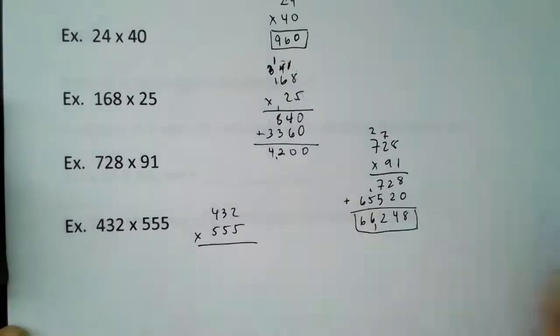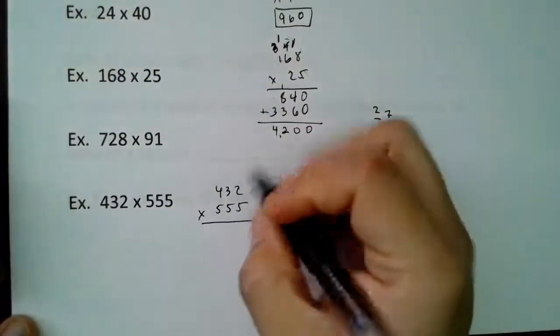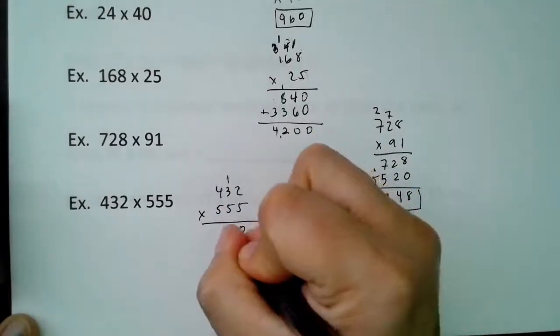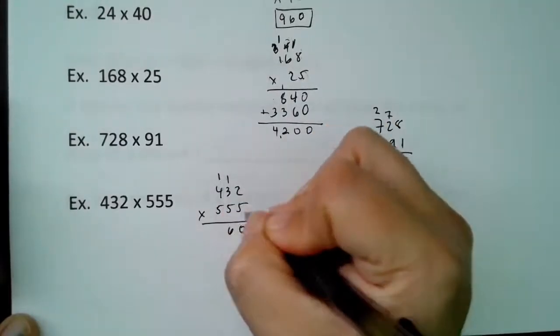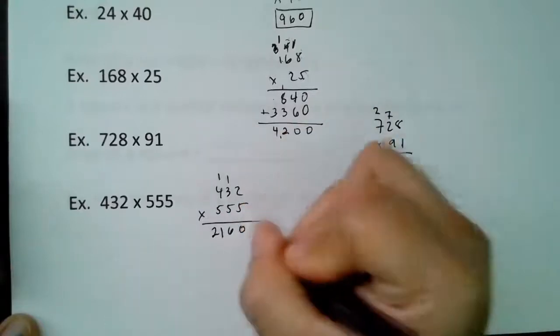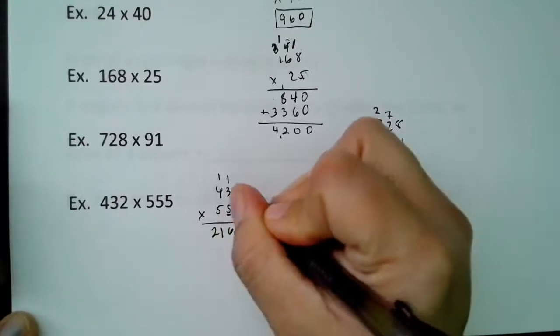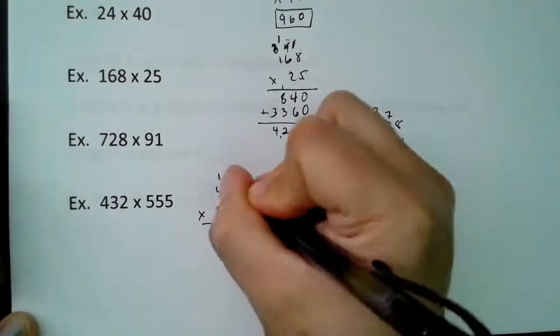5 times 3 is 15, carry the 1, 16. 5 times 4 is 20, carry the 1, that's 21. Okay, so then we're multiplying by this one now, so we bring down a 0. 5 times 2 is 10, right? 3 times 5 is 15, plus 1 is 16, right? 5 times 4 is 20, plus 1, 21.